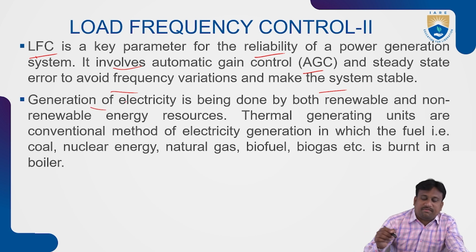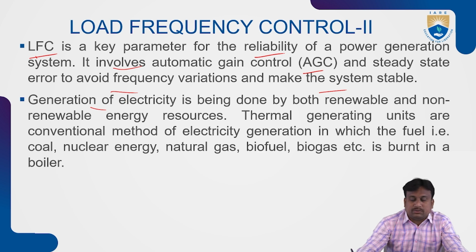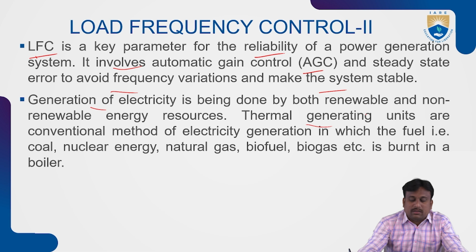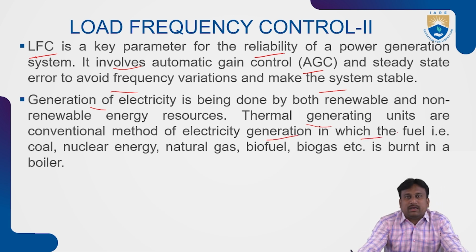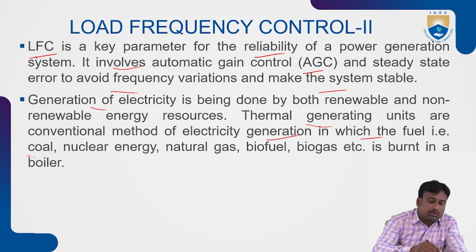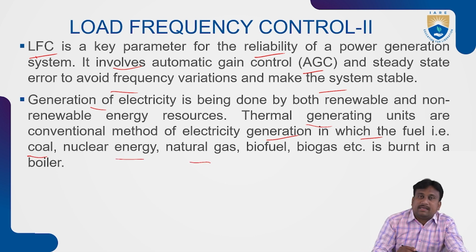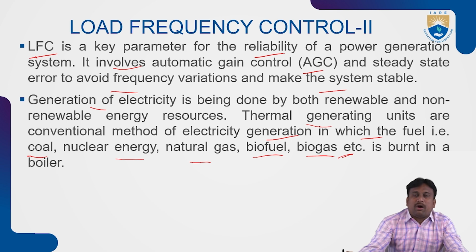Generation of electricity is done by both renewable and non-renewable energy sources. Thermal generating units are the conventional method of electricity generation, in which fuels such as coal, nuclear energy, natural gas, biofuel and biogas are used. These are some of the natural fuels which will be burnt in a boiler.